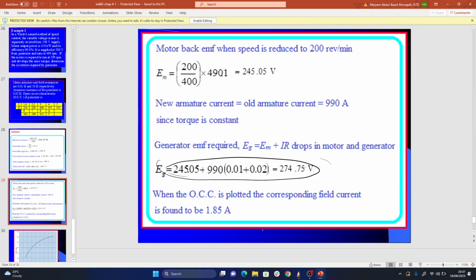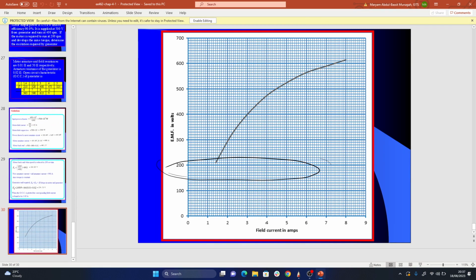if I had drawn my curve, I told you to draw a curve. So if you draw a curve here, for that excitation, what is the excitation? 274.75, somewhere around here. I'll come and match it to the IF, and I'll find the field current. Does that make sense? Yeah.